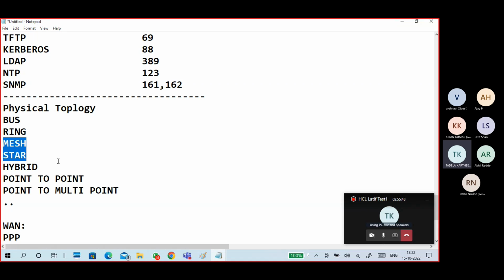A combination of two topologies, like star and mesh, becomes a full mesh topology called a hybrid topology.